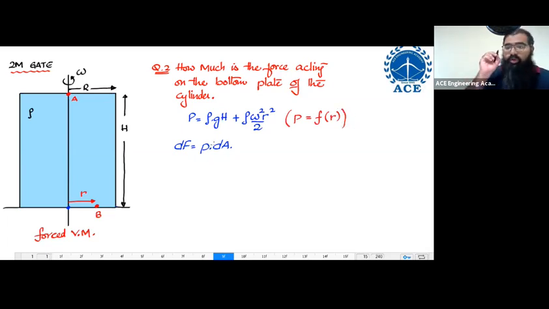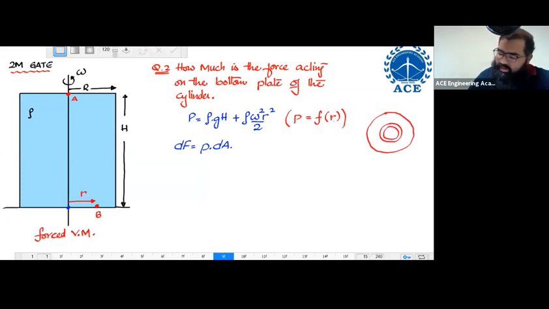Now please understand, I told you in the first class itself, again I'm repeating this thing. My parameter of interest is a function of something. So accordingly, the differential area I'm going to take should have a dr term over here. So imagine when you look at the top view, you're going to see the bottom plate as a disk whose radius is capital R. In this disk, you are going to choose a differential area, which is basically a ring element.